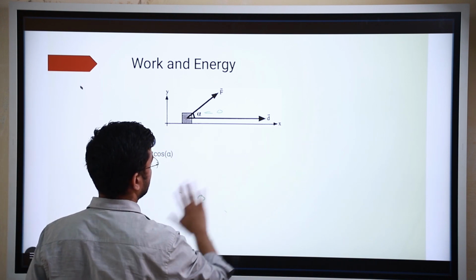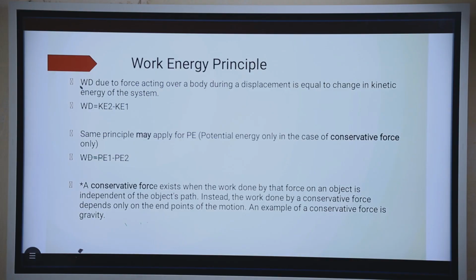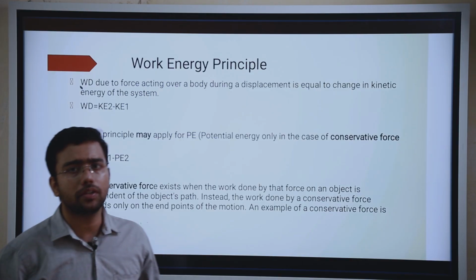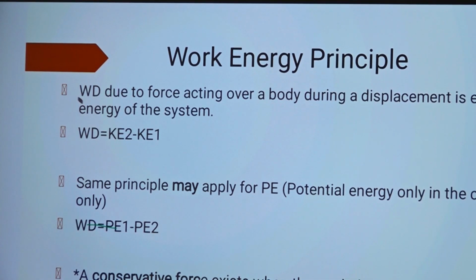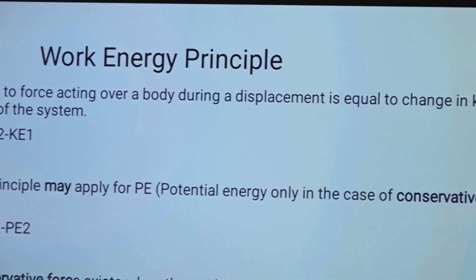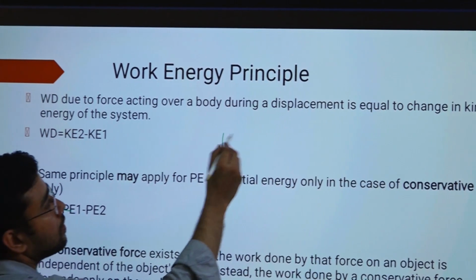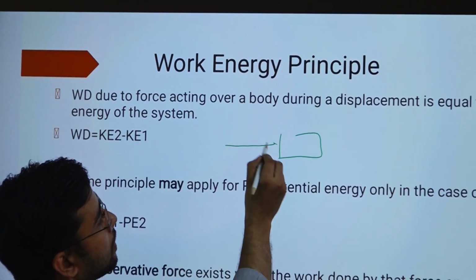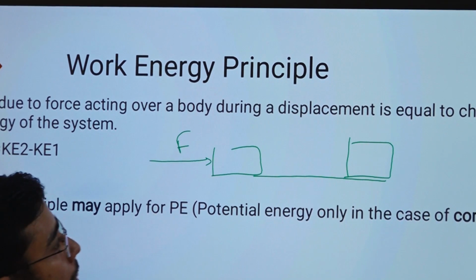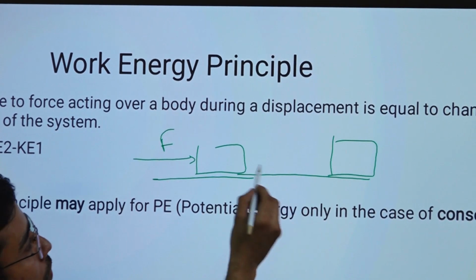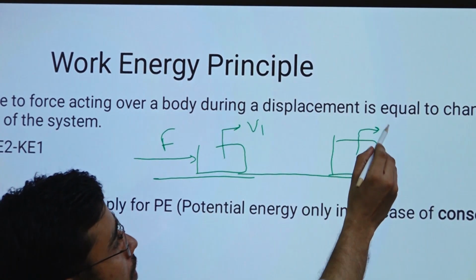It is the basics. So we are going to use work energy principle everywhere. So let us read it out. Work done due to a force acting over a body during a displacement is equal to change in kinetic energy of the system, right? Suppose we are having this body under this force F, okay, and there is no friction, suppose, okay. So what will happen? Suppose here is velocity v1 and here is velocity v2.